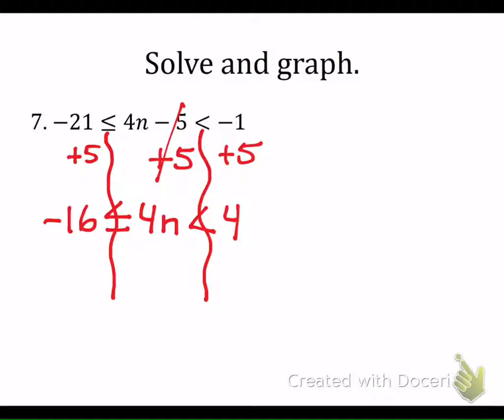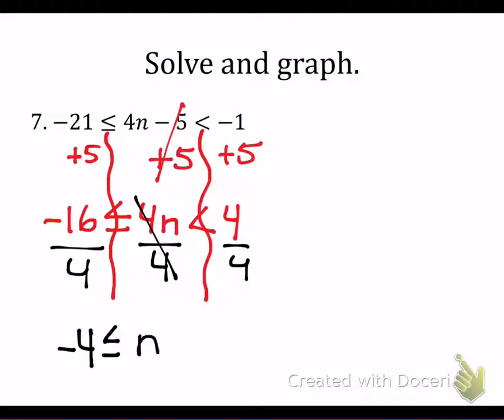Now, how do I get the n by itself? Now I divide everything by 4. Those are gone. -16 divided by 4 is what? -4. I don't flip anything though because I divided by a +4. In the middle I have the n. And the back, what's 4 divided by 4? 1. So that's sort of the first half of the problem. Are you all okay with this?